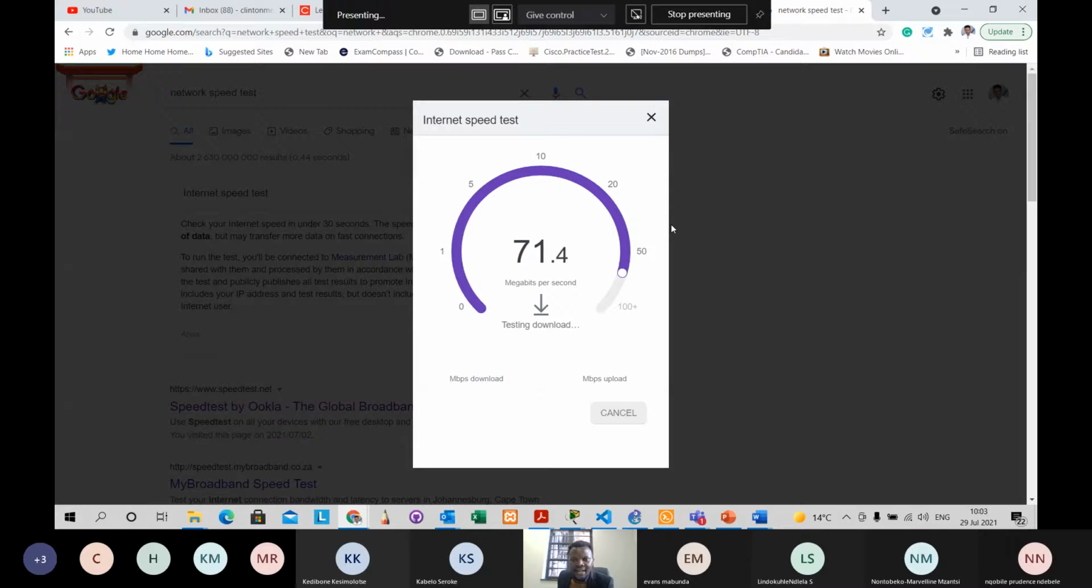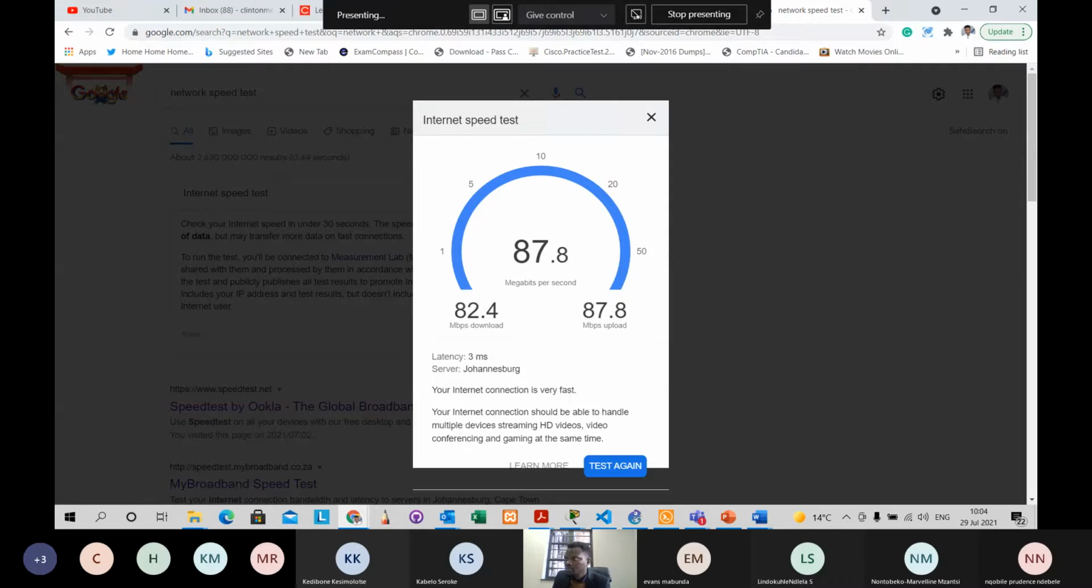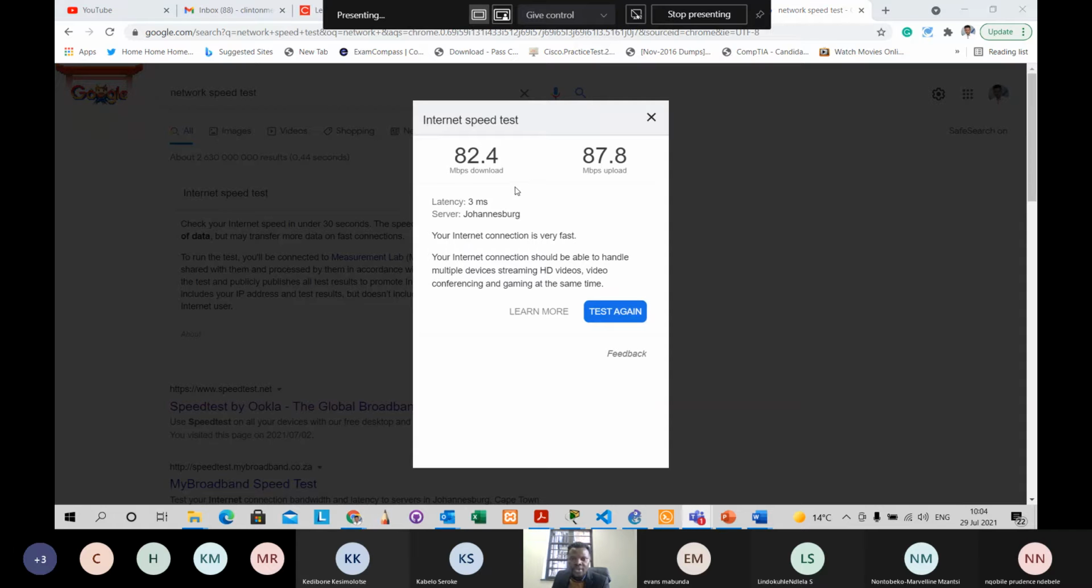So you just want to find out the speed of your network. There are so many tools that you can use to monitor your network speed. Let's say you're at home, you want to find out the speed of your network. As you can see now, my download speed is 82.4, and then the upload is around 87. So you can see my internet is not bad, right? It's running properly, because the download is 82.4 and 87.8 is the upload. So my network is doing really good right now.